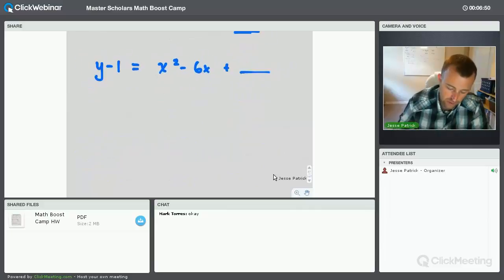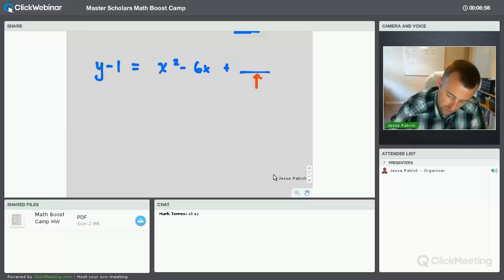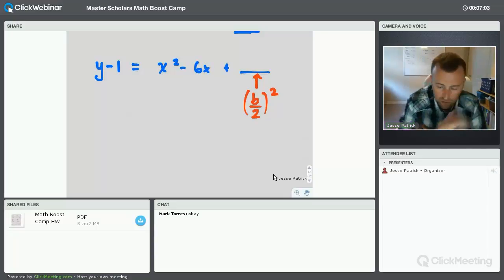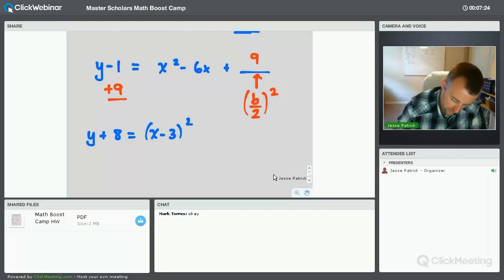If you remember what we did on this one, this value right here was (b over 2) quantity squared. In this case, that would be 6 over 2, which is 3. 3 squared is 9, so I'm going to add 9 here. And anything you do to one side of the equation, you must do to the other side, so adding 9 over there as well. So now I have y plus 8 equals, and now this better be a perfect square. In this case, it is: (x minus 3) squared. Then I subtract 8 from both sides, and you get your vertex form.